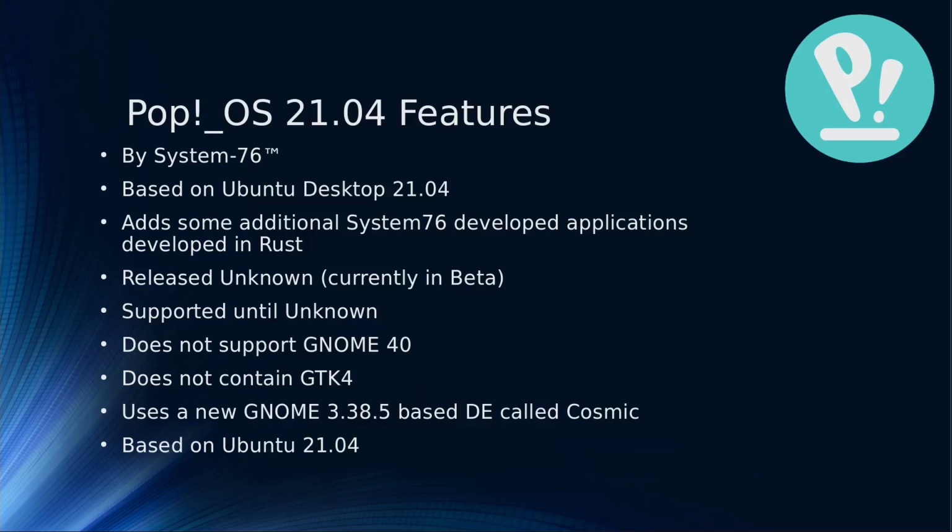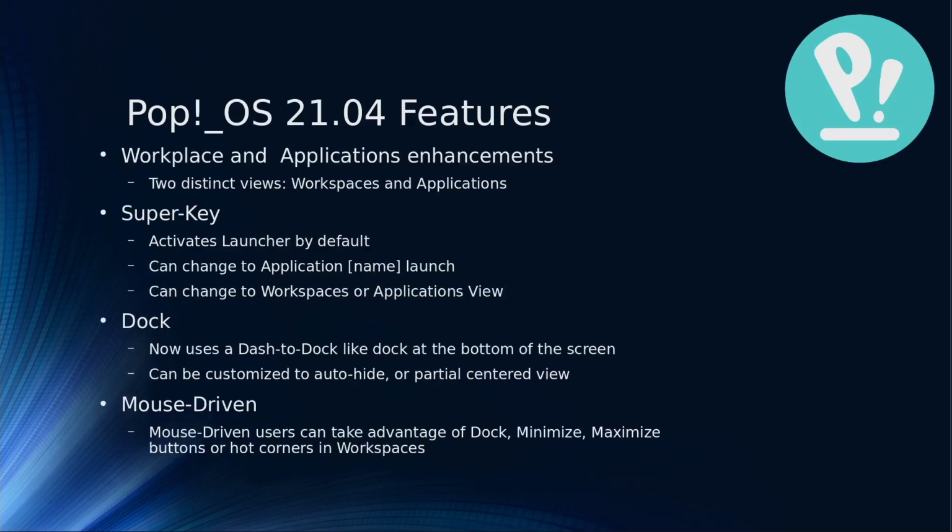Therefore, there is no GTK4. There is GTK3 and 2 and some of the older ones, but it does use GNOME 3.38.5 as its baseline, and they also introduced a new desktop environment called Cosmic. It is GNOME based.